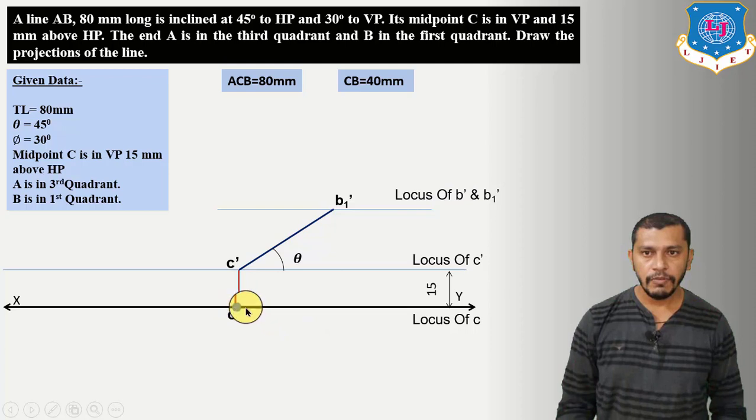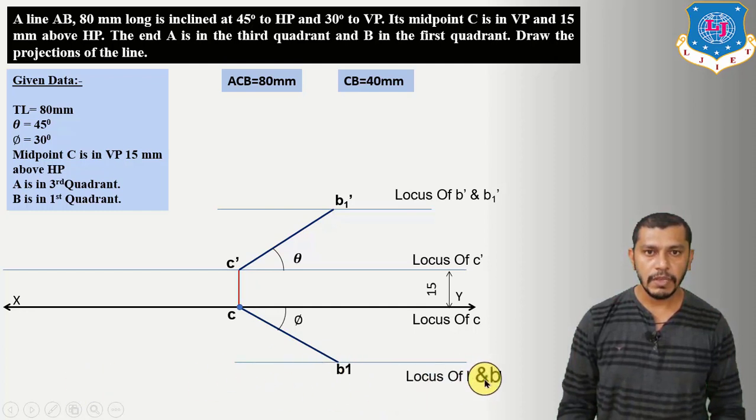Now from C draw a line having length equal to 40 mm at an angle of 30 degree in downward direction, because we will get the plan of point B below the XY reference line. Here we will get B1, and this will be the locus of B. Now we have to draw the projections. That means we have to find out the plan and elevation length.